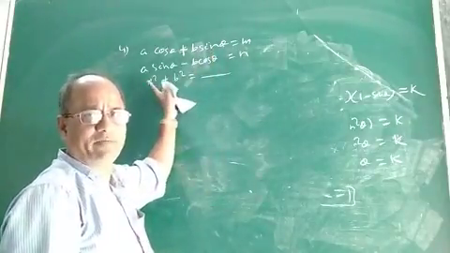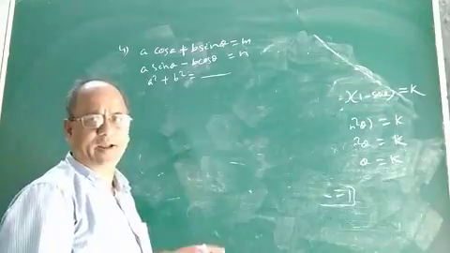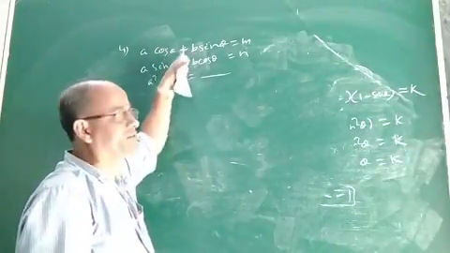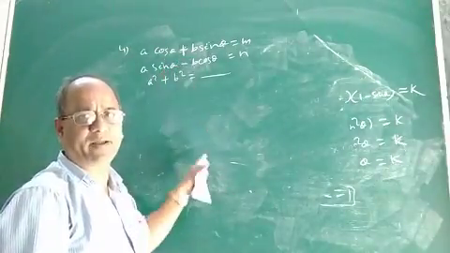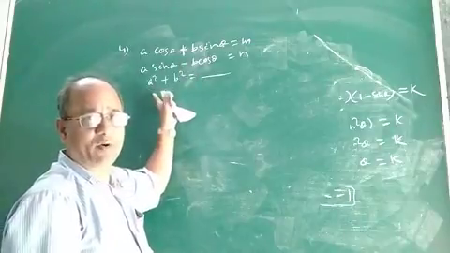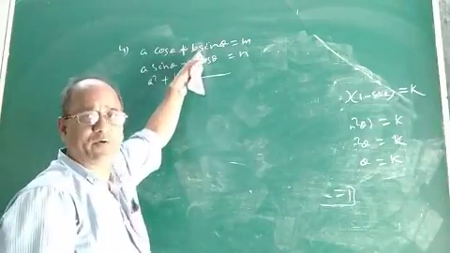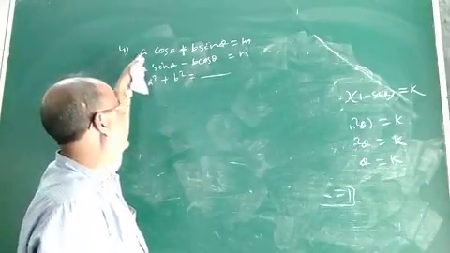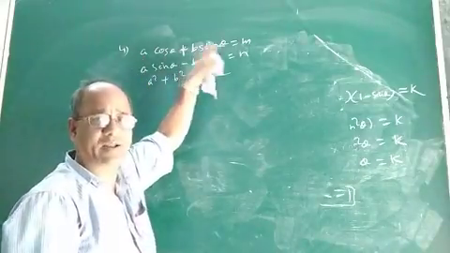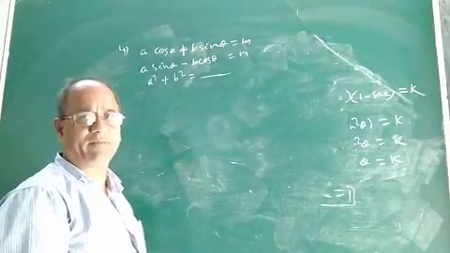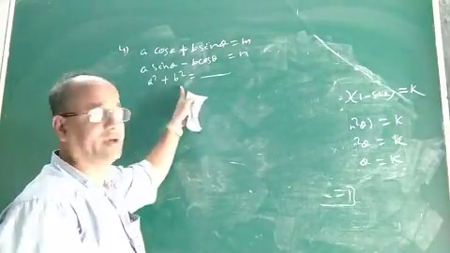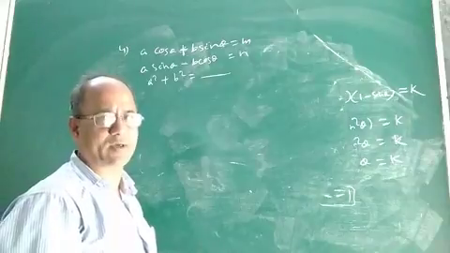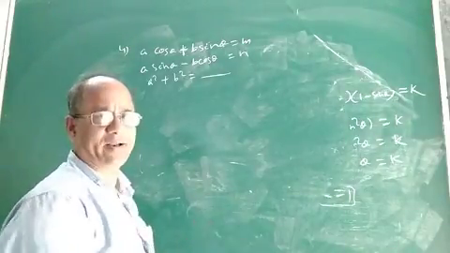See, in order to find the value of a square plus b square, first we have to find the value of a and b from these two equations. And how to get the values of a and b? In order to get the value of a, we have to eliminate b. If we eliminate b from these two equations, we will get the value of a. And similarly, if we eliminate a from these two equations, we will get the value of b. And after getting the values of a and b, if we substitute here, we will get the value of a square plus b square. Okay, so let us eliminate a and b.